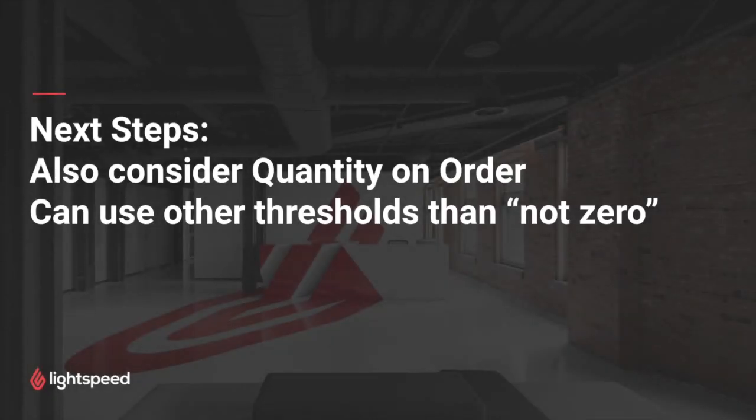Now there are many different ways you can continue to use this function, both with this type of report, but of course in many other types of reports too. For example, we could consider whether or not the product is currently on order. We could also use different thresholds besides not equal to 0.